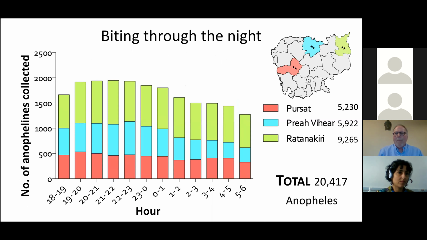We also had, again, looking at just the total number of anophelines, many anophelines throughout the night. So this is every hour of collection. So many mosquitoes active, being collected very early in the night and early in the morning. We have to look at individual species to get an idea of biting patterns.